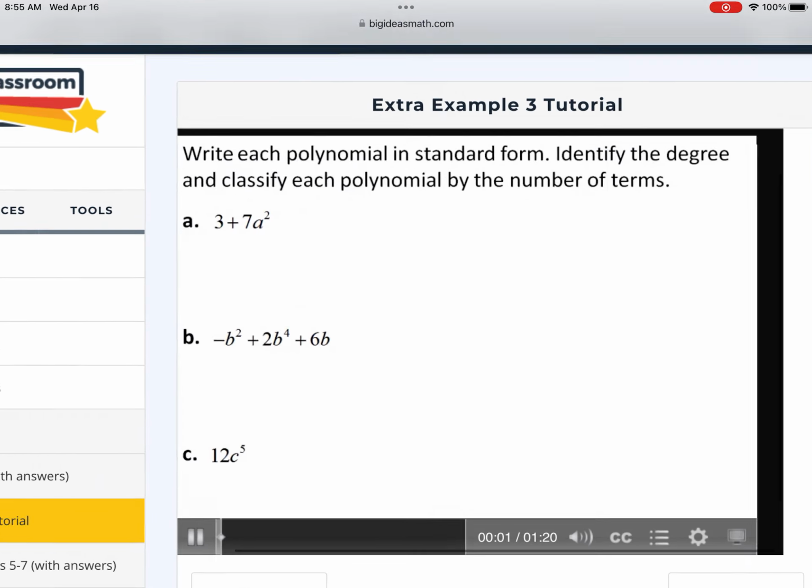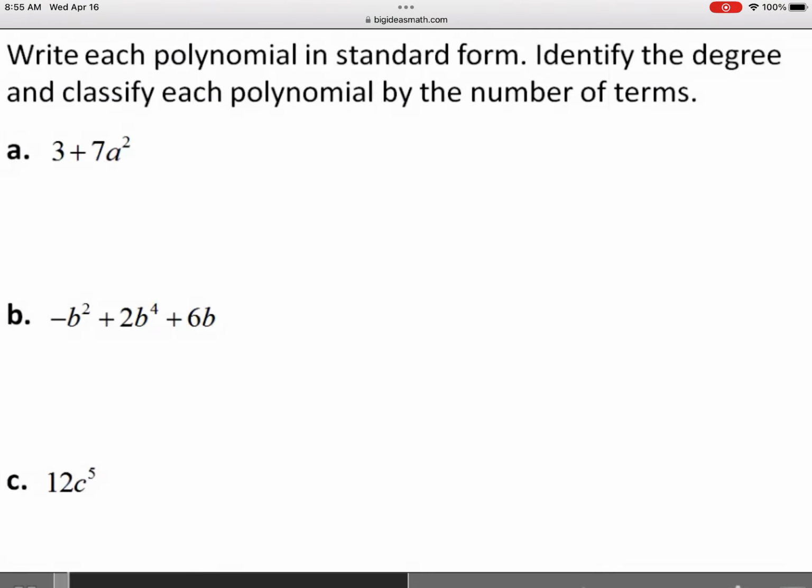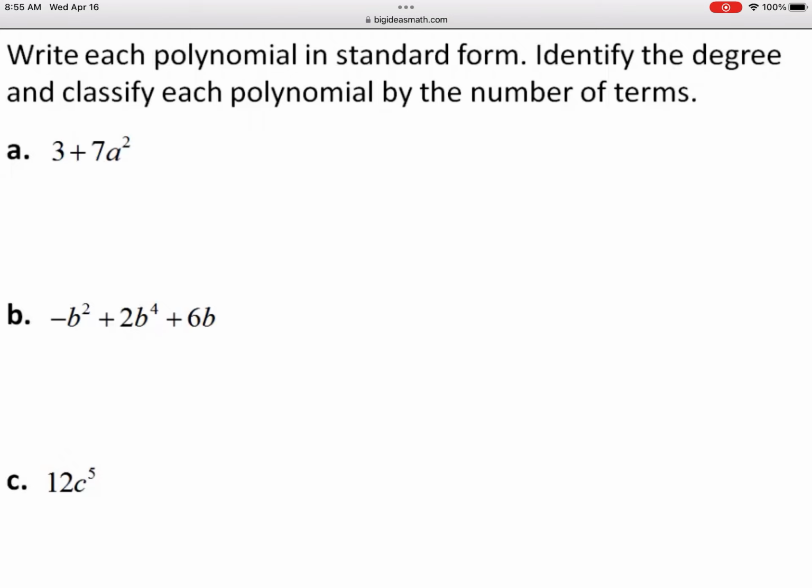Write each polynomial in standard form. Identify the degree and classify each polynomial by the number of terms. Part A, 3 plus 7a to the 2nd power. A polynomial in one variable is in standard form when the exponents of the terms decrease from left to right. So the polynomial in standard form is given by 7a to the 2nd power plus 3.